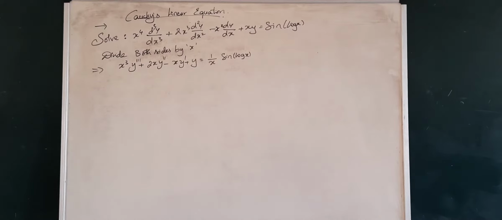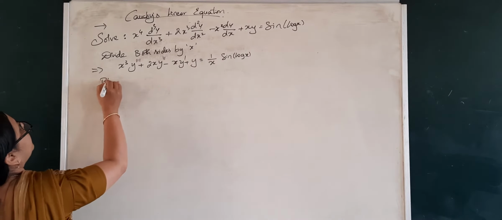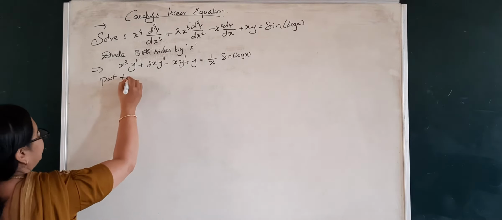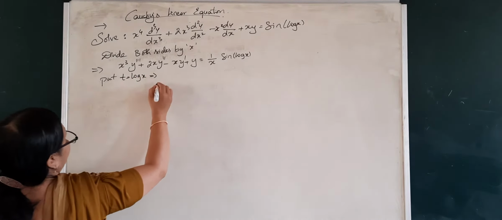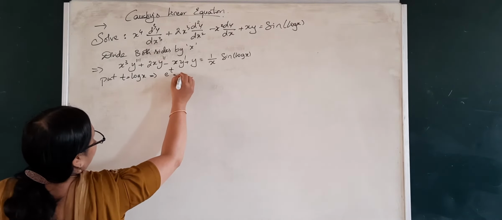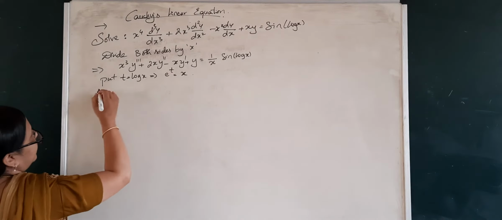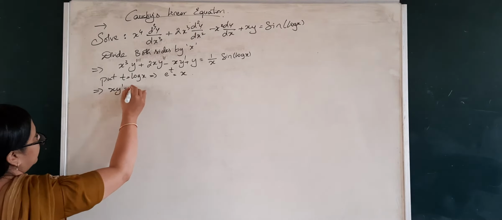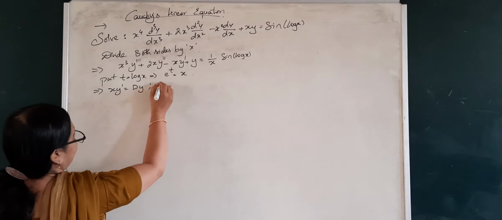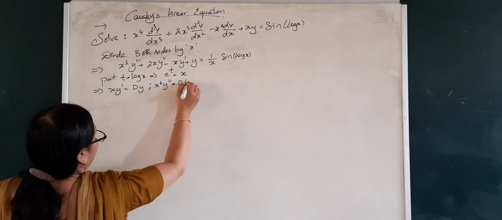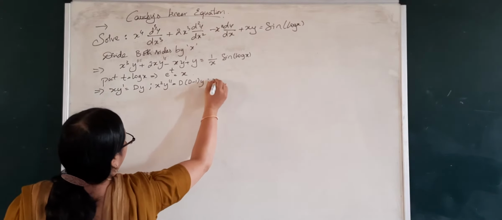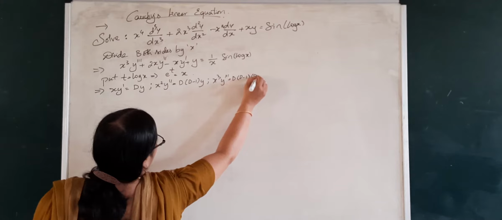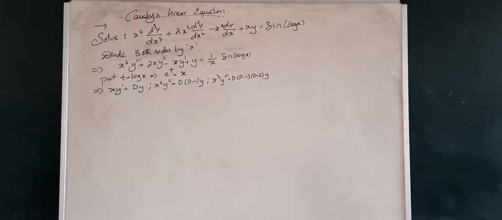Okay, now consider the standard substitution. Put t is equal to log x. That implies e power t is equal to x. So substituting these two, we get the standard substitution: x y dash is going to be dy, and then x square y double dash will be d into d minus 1 times y, and then x cube y triple dash is d into d minus 1 into d minus 2 times y.